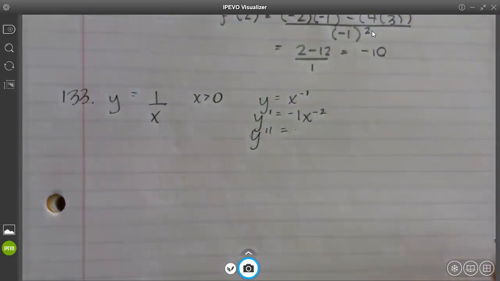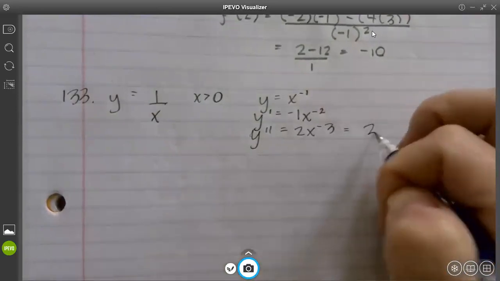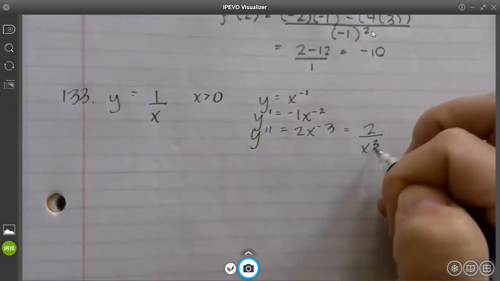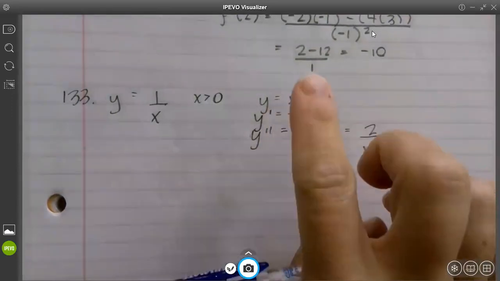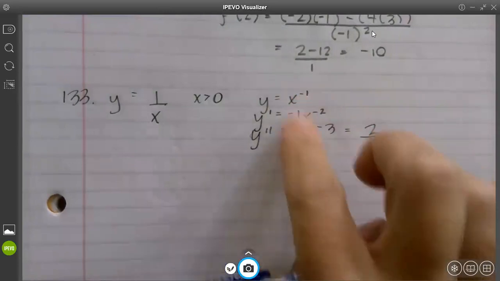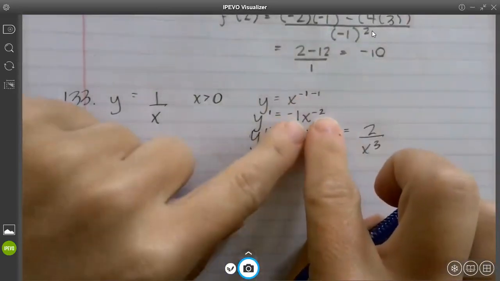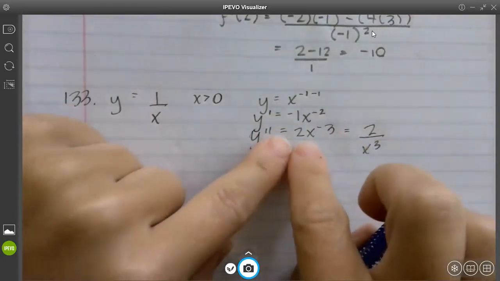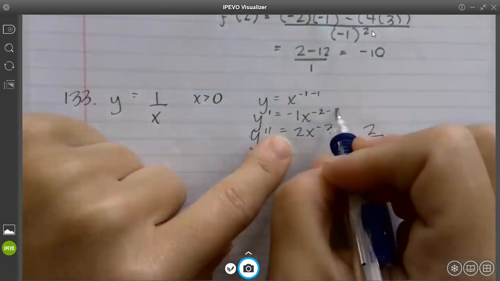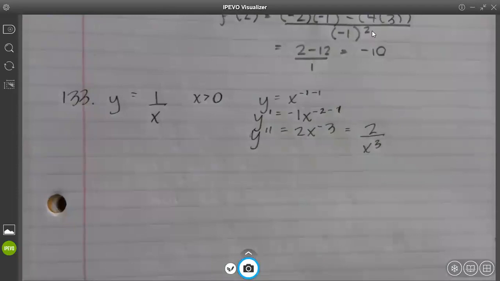Not -2, but +2, x to the, which is y. Bring down your power, 1 less power. So when I bring down my power, it's -1, -1, okay? The y double prime, the next one, -2 times -1 is +2. So the 1 less power is -3. Yeah, just doing it again.